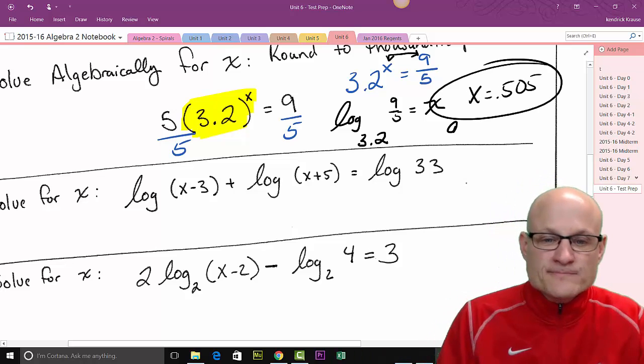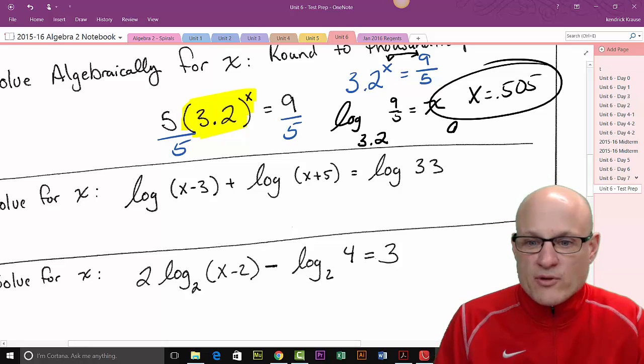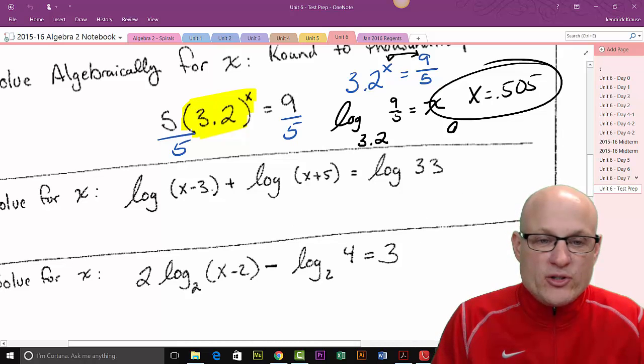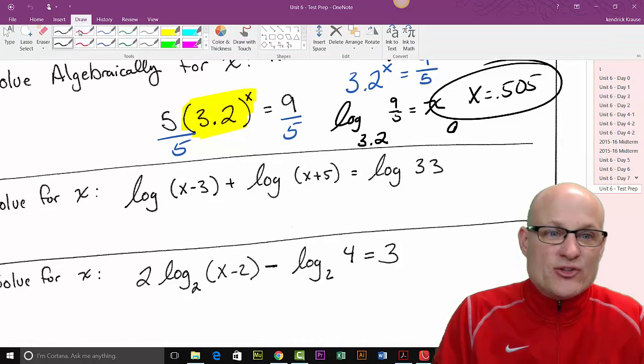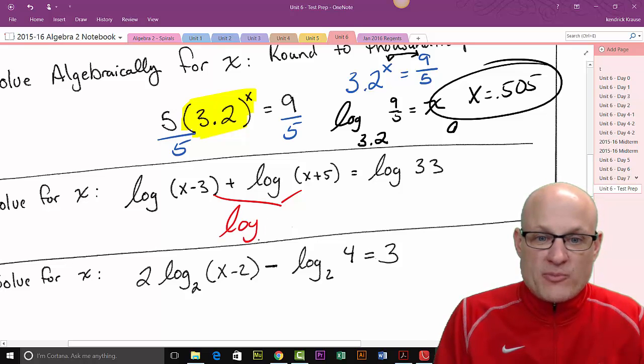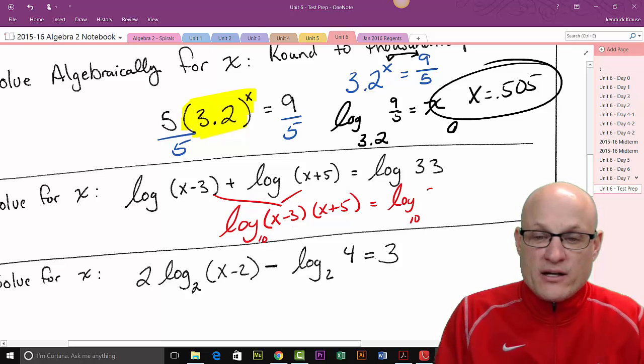So here we're going to solve this problem, but what I need to do is I first need to condense this into 1 log. So I'm going to take 2 logs and I'm going to condense it into 1 log. So log, now it's base 10, I don't have to put that there, but maybe that makes you feel better, of x minus 3, x plus 5, is equal to log base 10 of 33.